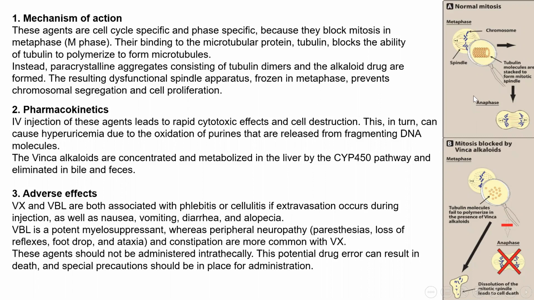So this is what normally happens in the cells in the metaphase during the anaphase in the division of the mother cell into two daughter cells. So vinca alkaloids interfere with this step because they are interacting with the building units of the microtubules.